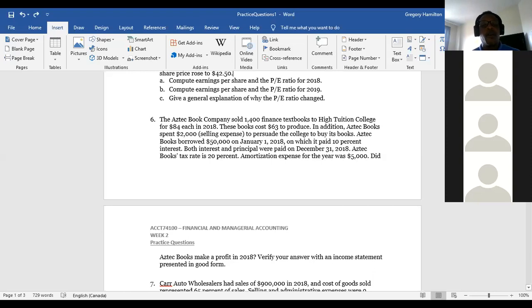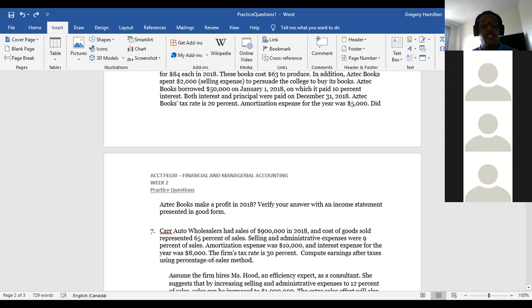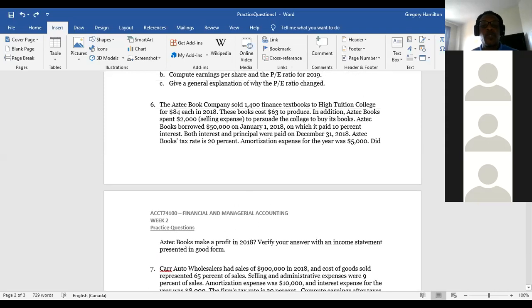Aztec Books' tax rate is 20%. Amortization expense was $5,000, and it says Aztec Books made a profit in 2018. Verify your answer with an income statement presentation. So this question is basically asking for an income statement, and using that income statement to show whether or not a profit was made.